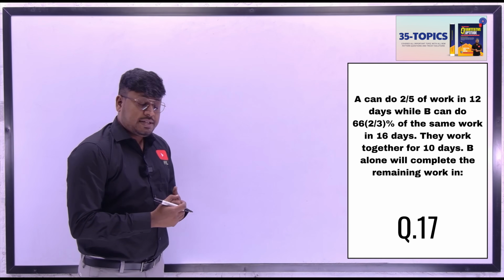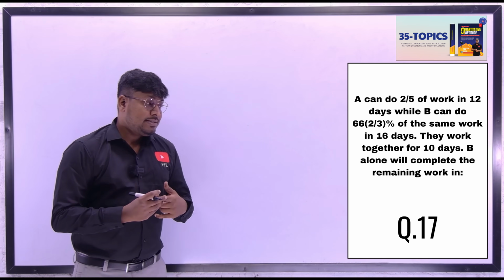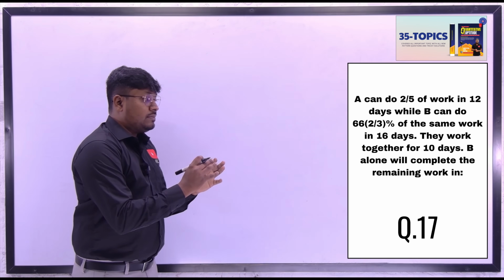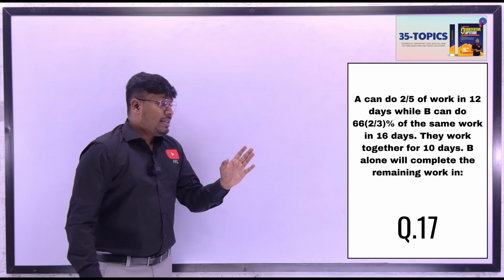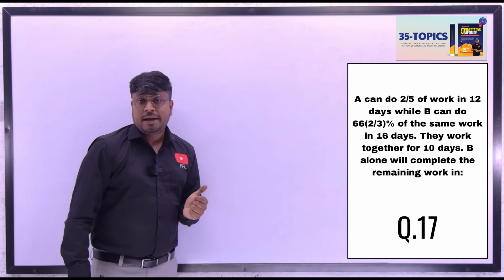So next question: A can do 2 by 5 of the work in 12 days, while B can do 66 2 by 3 percentage of the work in 16 days. They worked together for 10 days. B alone will complete the remaining work in how many days?